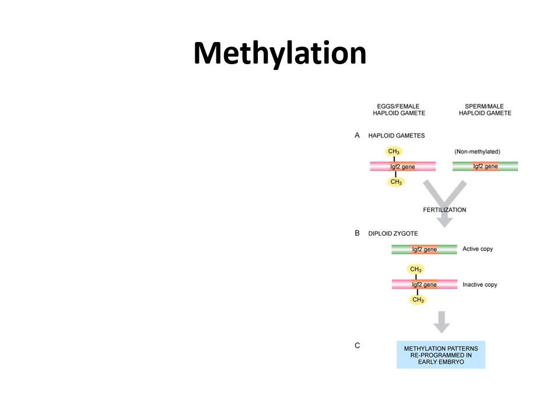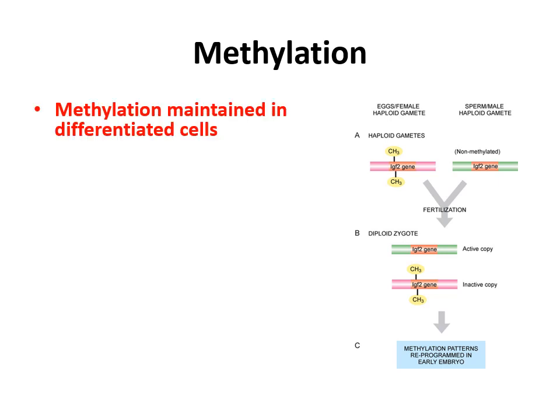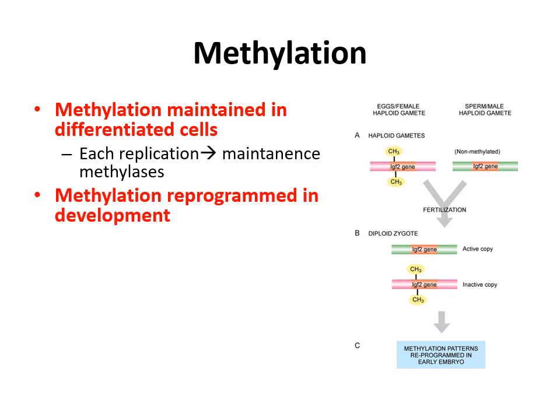Now this slide I threw in to help recap the idea of maintenance methylases versus de novo. So the first bullet point here is to show that methylation is maintained in differentiated cells by maintenance methylases. So each round of DNA replication, at the end of that, when you have hemimethylated DNA, one strand, the parental, is methylated, the new strand is not, maintenance methylases will then get to work and make sure both strands end up fully methylated by focusing on the daughter strand that is not methylated.